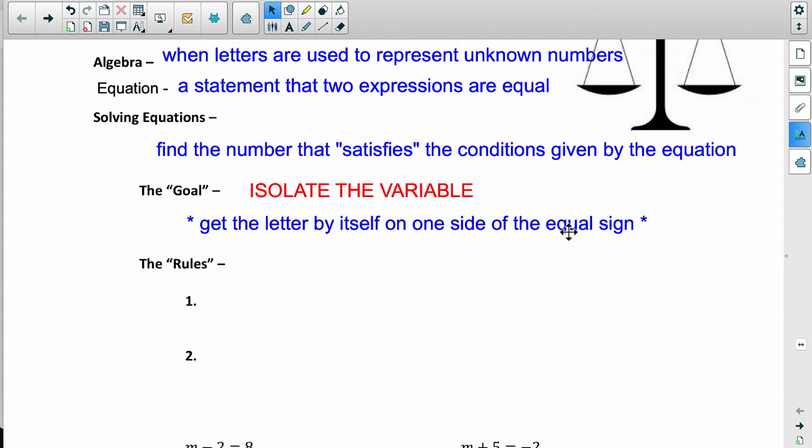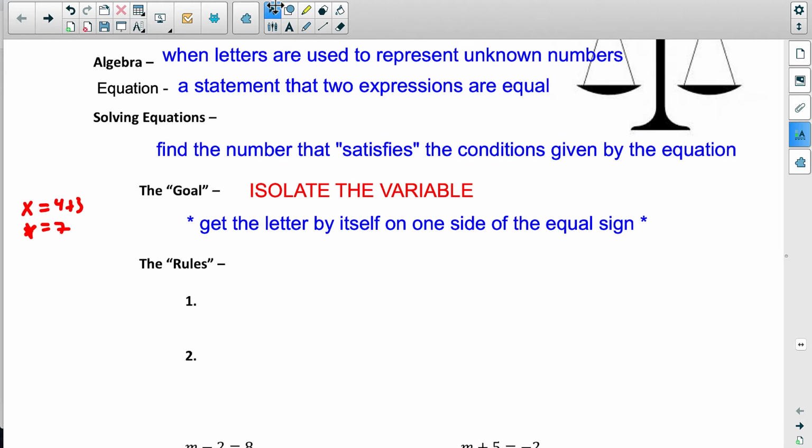Because when we get the letter on one side all by itself, it will then tell us what the variable is equal to. Once I get it looking like something like x equals 4 plus 3, oh, well, if x equals 4 plus 3, 4 plus 3 is 7, I'm done. Once I get the letter all by itself on one side and a single number by itself on the other side, I'm done. This is the goal, get the letter by itself.